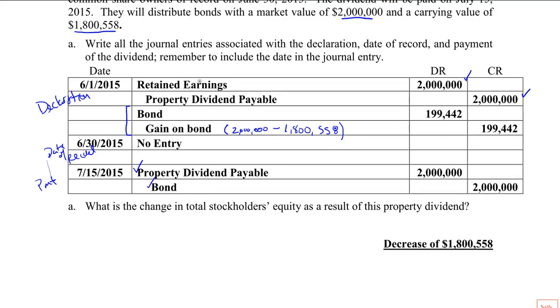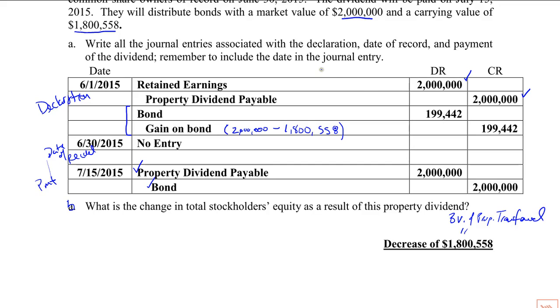Next question is, what is the change in total stockholders' equity as a result of this property dividend? I will give you the short answer. It's always the book value of the property transferred. Whenever you have a property dividend, you get this question. Just look at the book value of the property transferred.